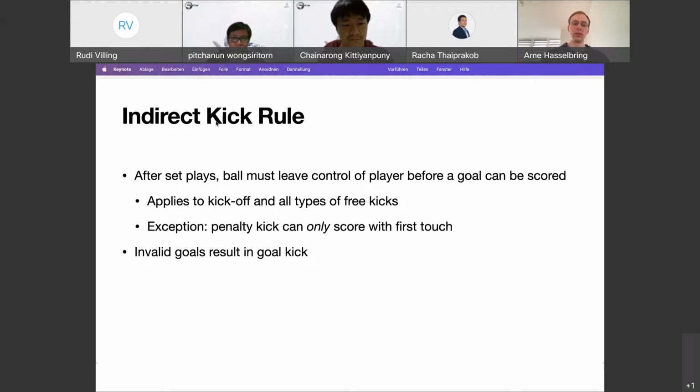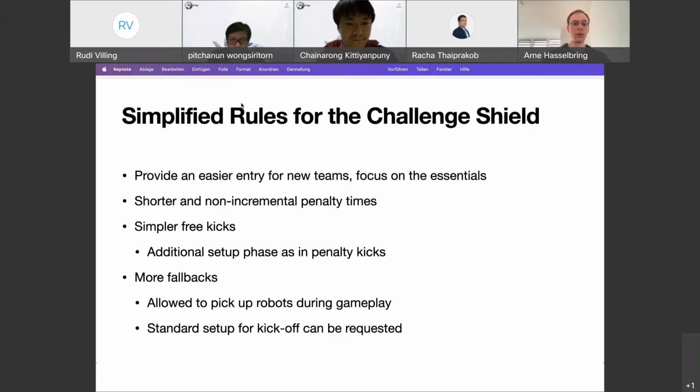And if a goal occurs that does not result from an indirect kick, then the effect is a goal kick for the defending team. So this is the indirect kick rule.